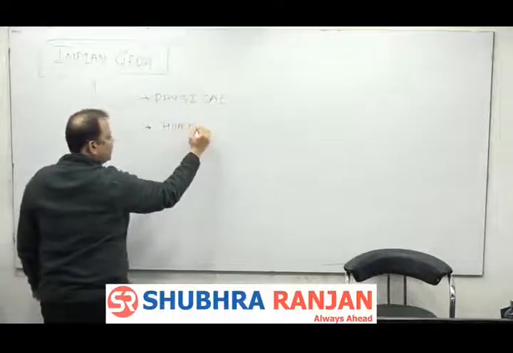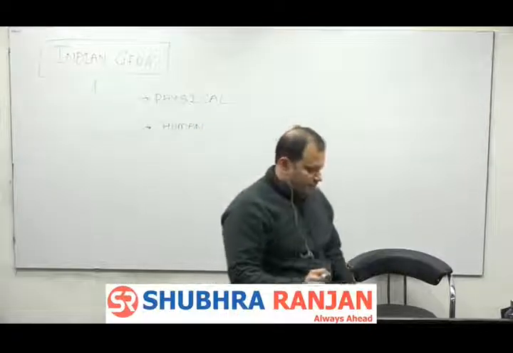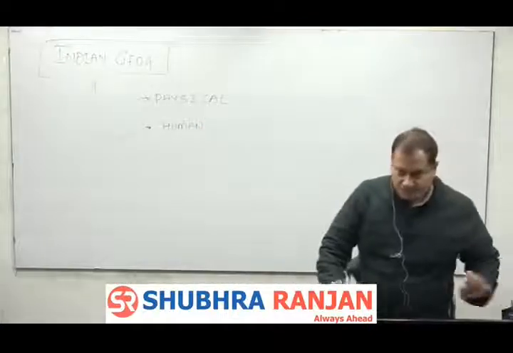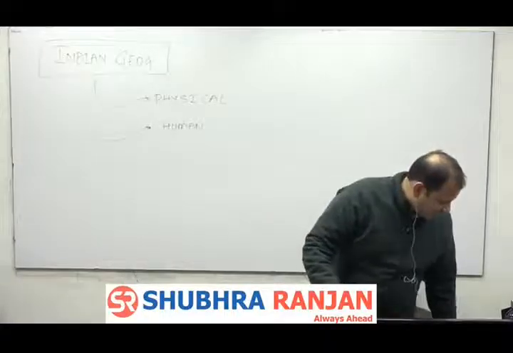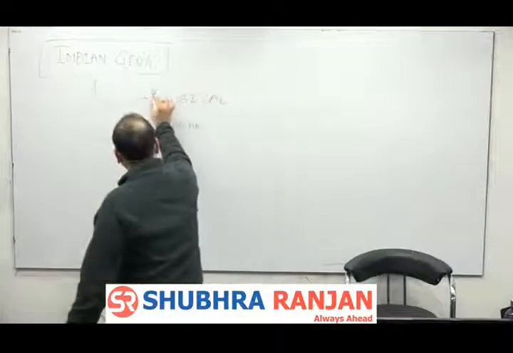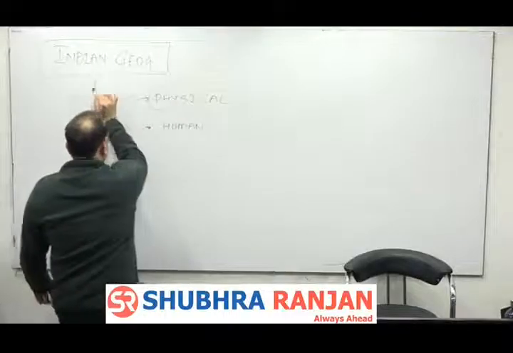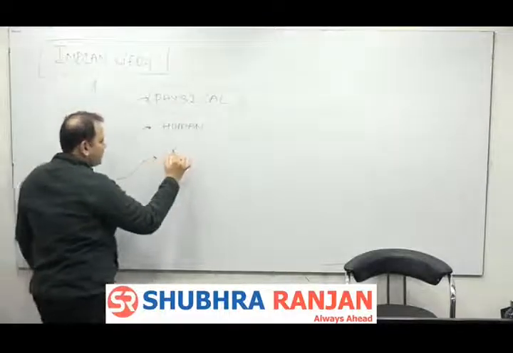So we divide it into two parts. That is the physical geography, human geography and the agriculture geography.